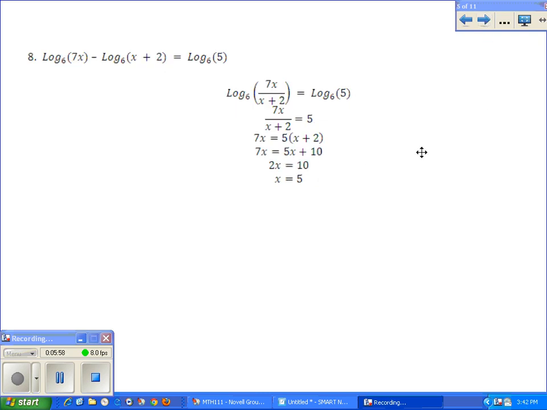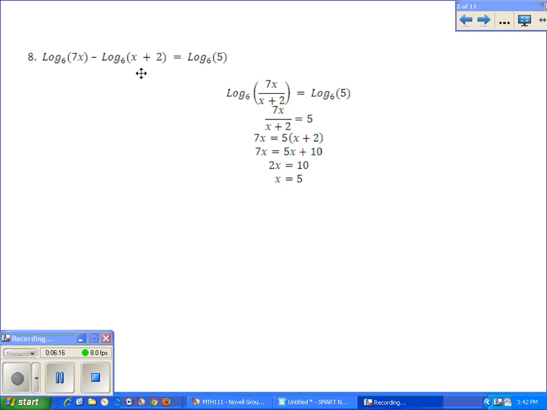This problem's similar. A couple things that are different. I've got a log subtract a log, and instead of being equal to a nice rational number, my result here is equal to an irrational logarithm, but it is still a numerical value. This will actually make things a little bit easier.